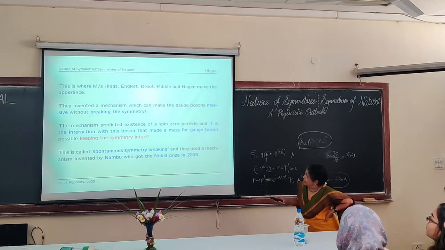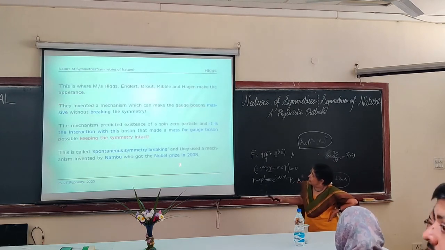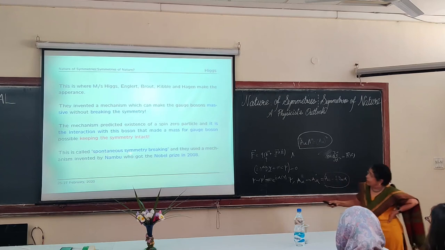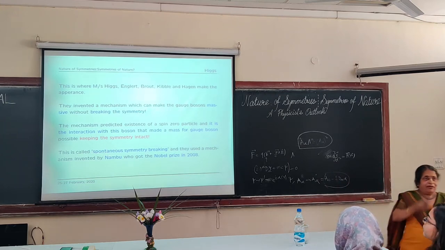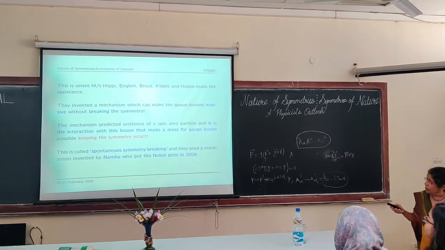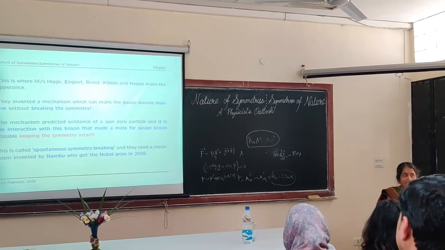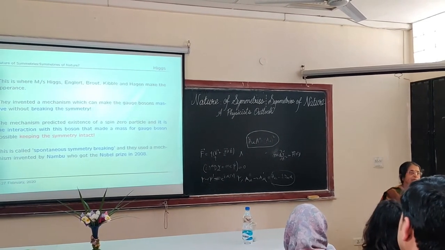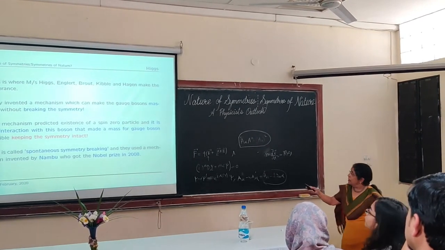And the mechanism that I showed you in this picture was actually invented by Nambu, who got a Nobel Prize in 2008. Okay, just for having thought about this mechanism. How can you do this? In the specific context of a gauge theory, Higgs did it. Okay. So these are two separate theoretical constructions.